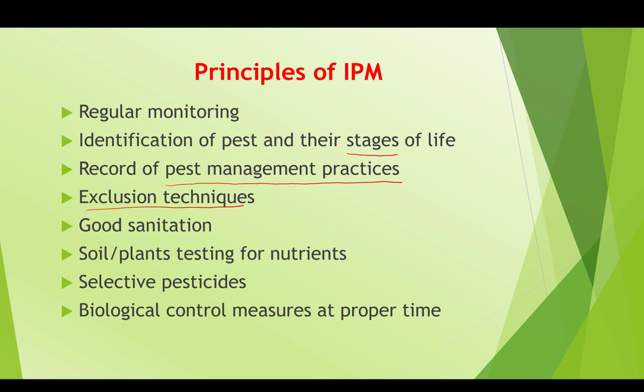Then exclusion techniques. One by one we are going to discuss briefly in upcoming slides also. Then exclusion techniques we have to use. Then good sanitation we have to provide here. Then soil or plant testing for nutrients we have to do. Then selective pesticides which will be environmentally friendly, okay, and which will not give much hazard. We have to choose those selective pesticides. Then biological control measures at proper time. So these are some of the principles.